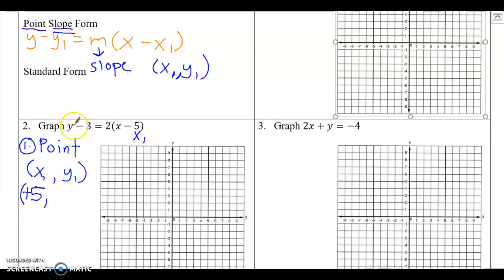Same thing with our y. Here's y, here's our y1. This is a -3. So when I pull it out, it's going to become a +3. So let's go ahead and graph that. So this is x. Remember, x goes left and right. So we're going to go 5 to the right because that's positive. And then we're going to go up 3. Okay? Now I'm going to find my slope.